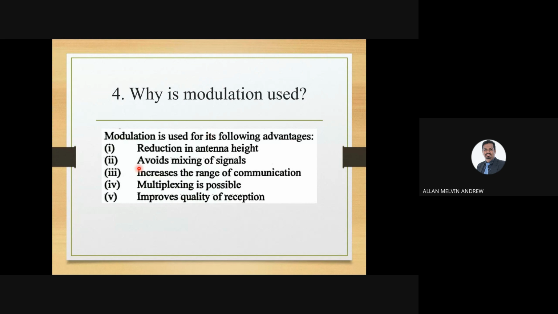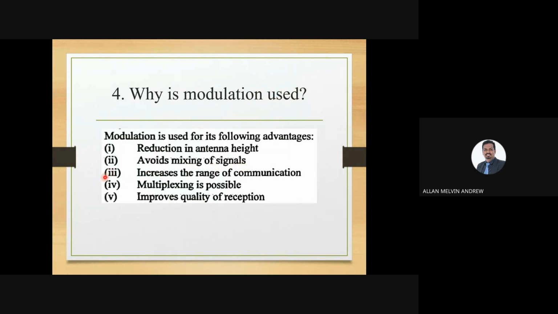Okay, the second one, avoid mixing of signals. Earlier we have seen how the guard band functions. FM is utilizing the frequency variations, AM is using the amplitude variations. But the main idea of modulation is we don't want to mix the signals. So that's the second advantage.